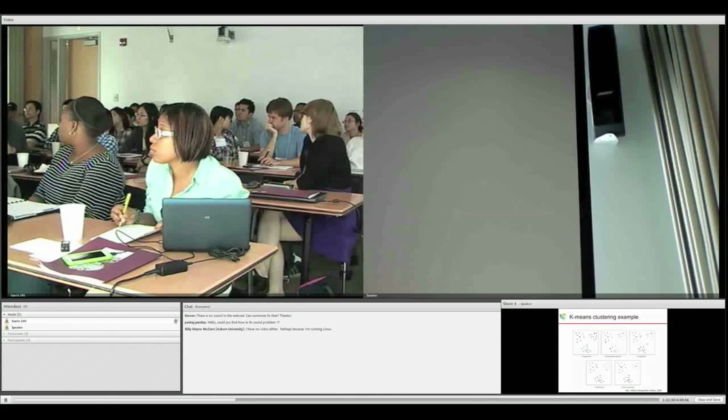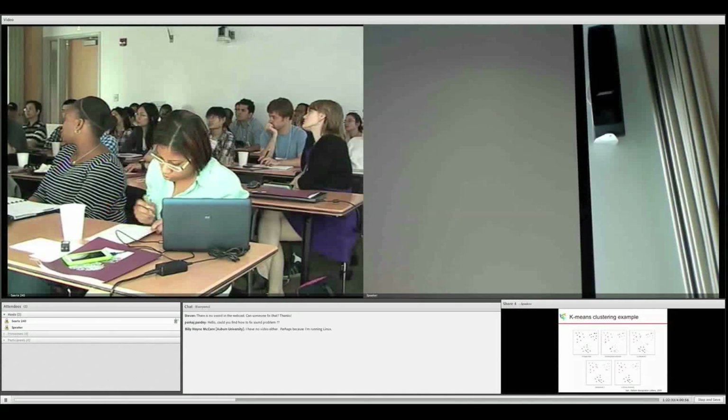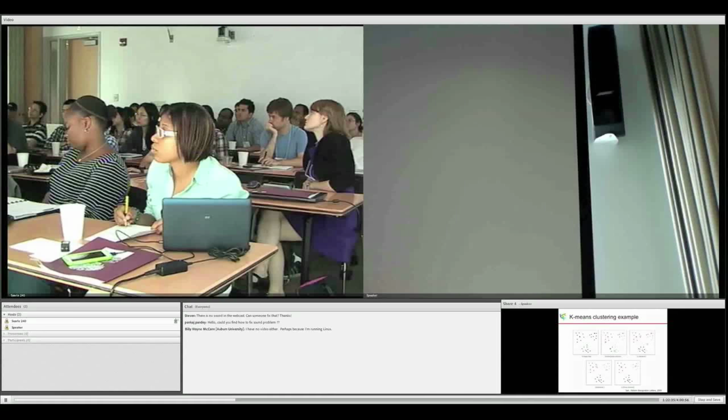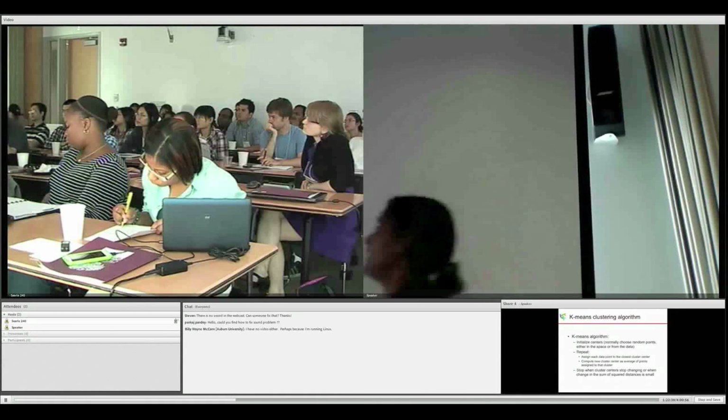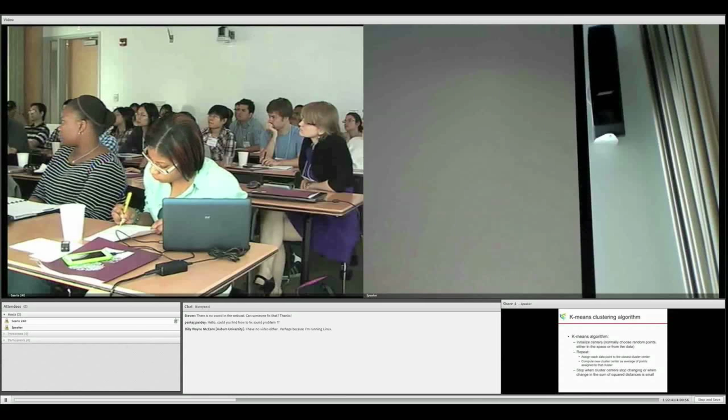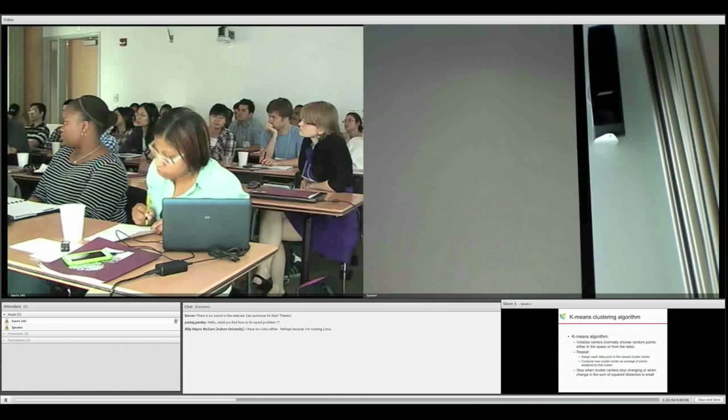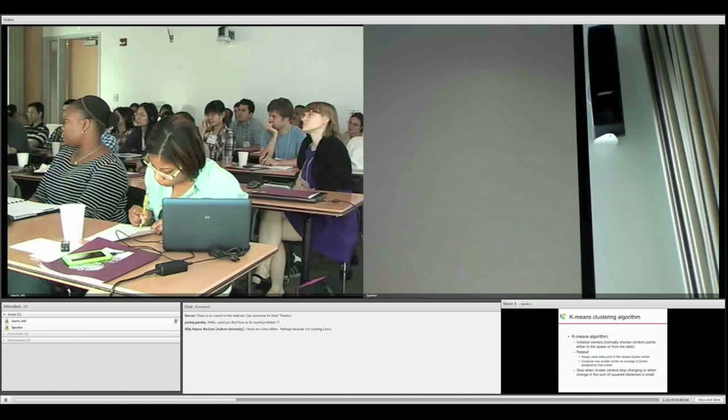In the next step, they then calculate the average of, for example, all the red data points. So all my red data points up here, I calculate the average, and I move my center up there. I do that for each of my centers. And then I again calculate the distance from each data point to each of the cluster centers, and I reassign them.